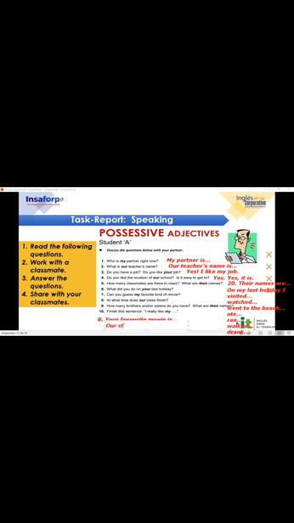What time does our class finish? Our class finishes at... ¿qué hora termina? 10 p.m. 10 o'clock. So it means that you have to hurry up. Y tenemos la número 10.